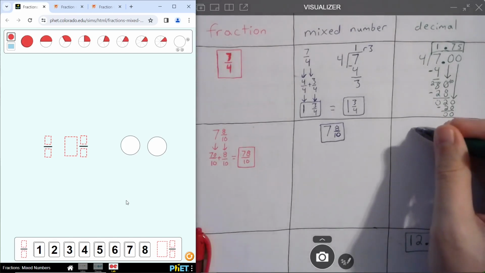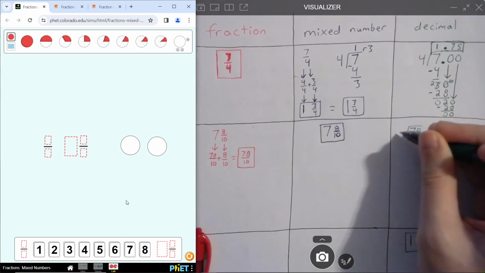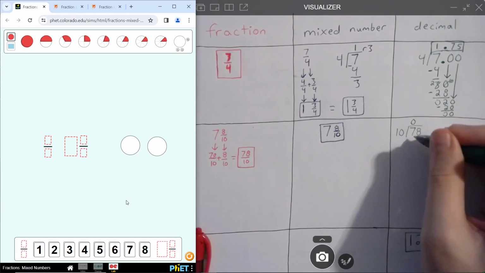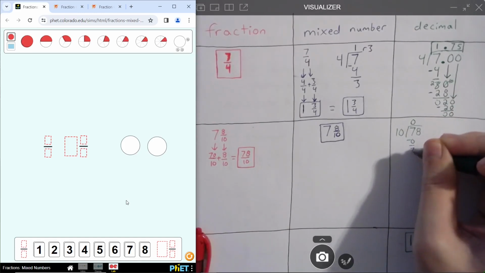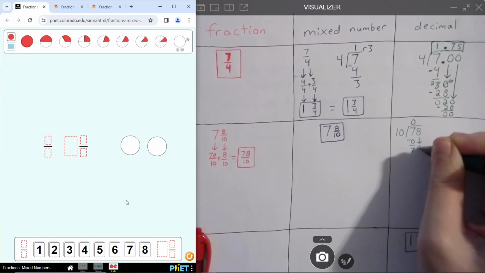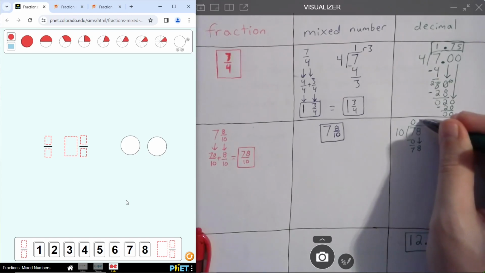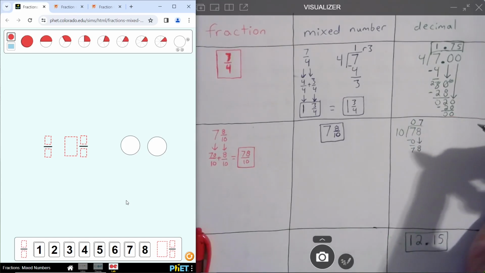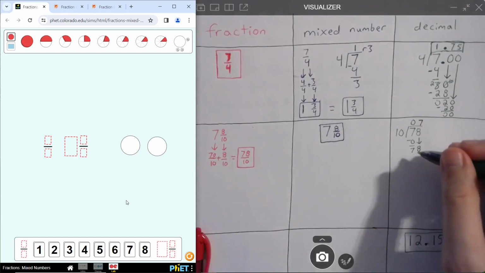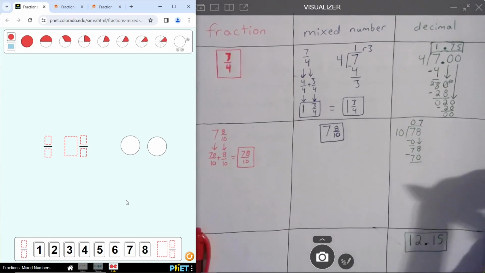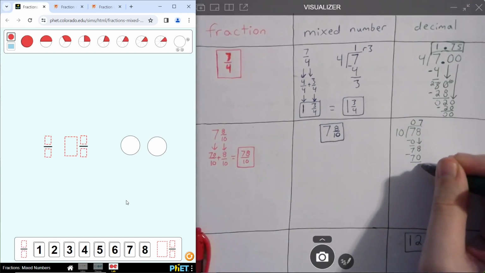So first, real quickly, we'll do 78 divided by 10. 10 goes into 7 0 times. 7 minus 0 is 7. Bring down the 8. 10 goes into 78 7 times without overshooting, right? Because 10 times 8 is 80 and that overshoots. So 10 times 7 is 70. 78 minus 70 is just 8, right? 8 minus 0 is 8. 7 minus 7 is nothing.